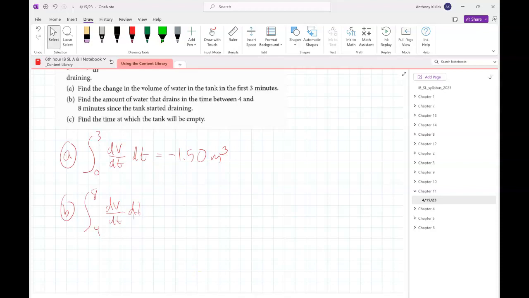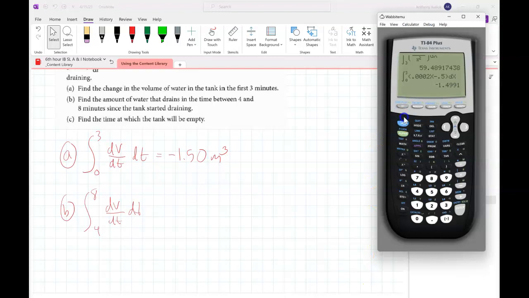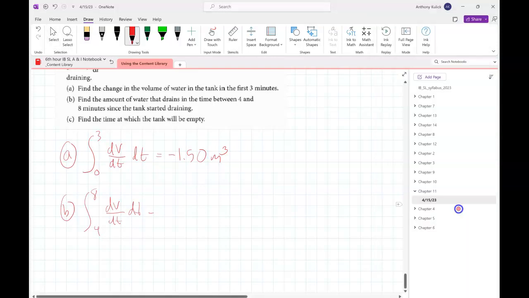Well, that's easy enough. So I'm just going to press second and enter to retype the thing and just change that from 4 to 8. So I got about 2 cubic meters have emptied out of that thing.